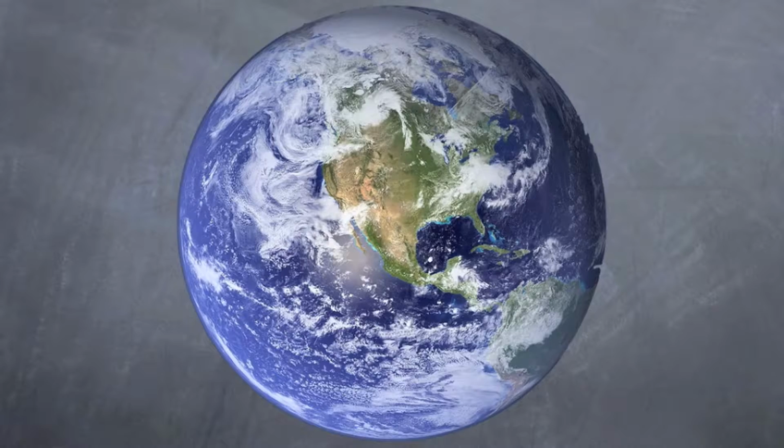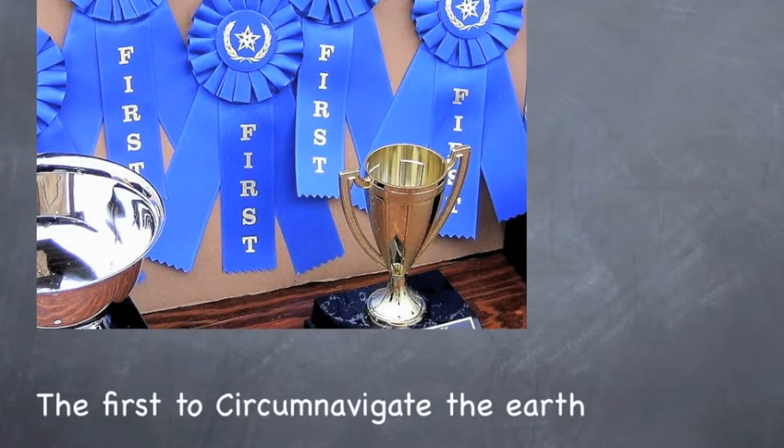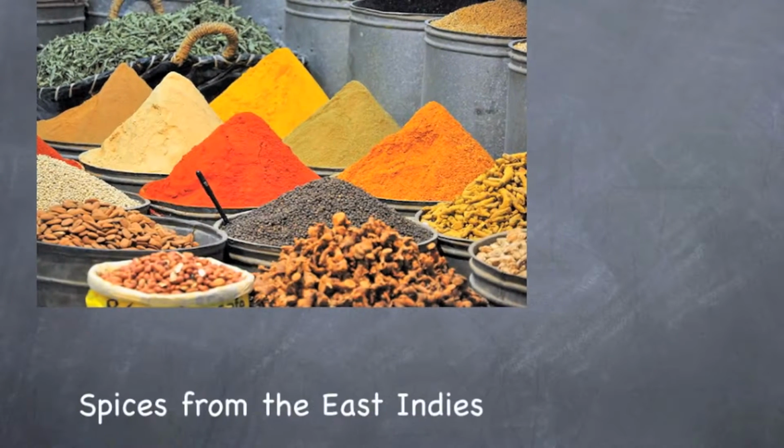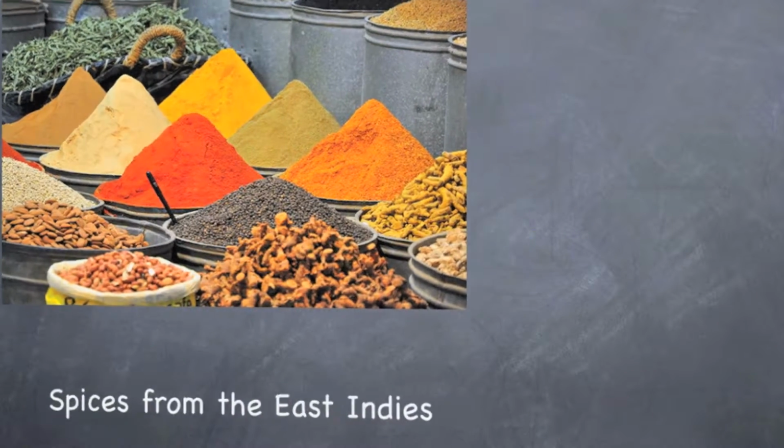In Spain, he unleashed his grand plan. He wanted to sail all the way around the world. He had two reasons. First, he wanted to be the first to circumnavigate the Earth. And second, he was looking for a faster route to the spices in East Indies. But did he make it?